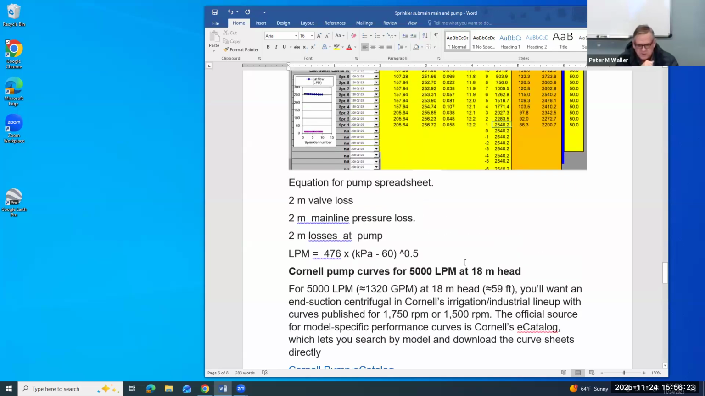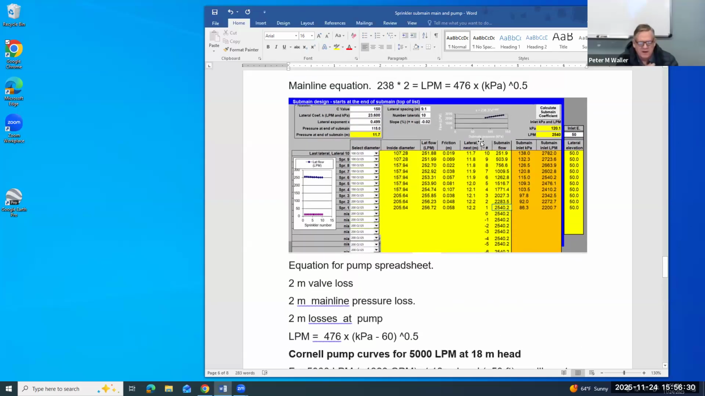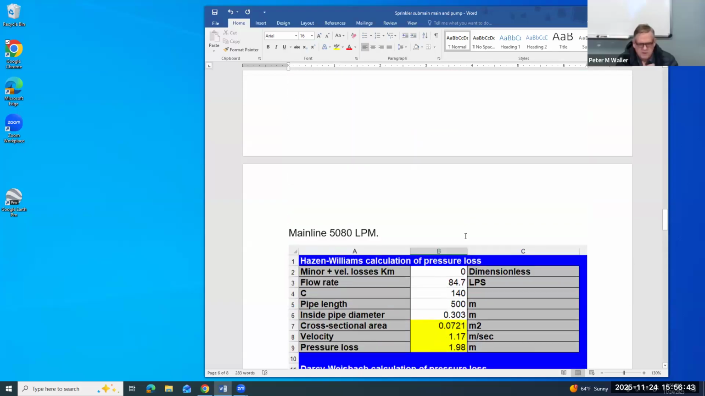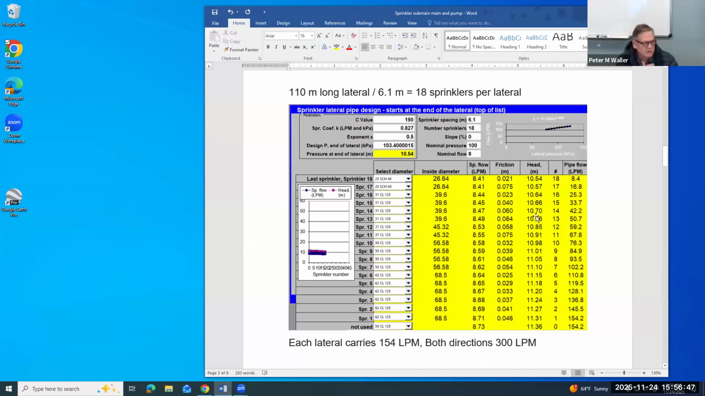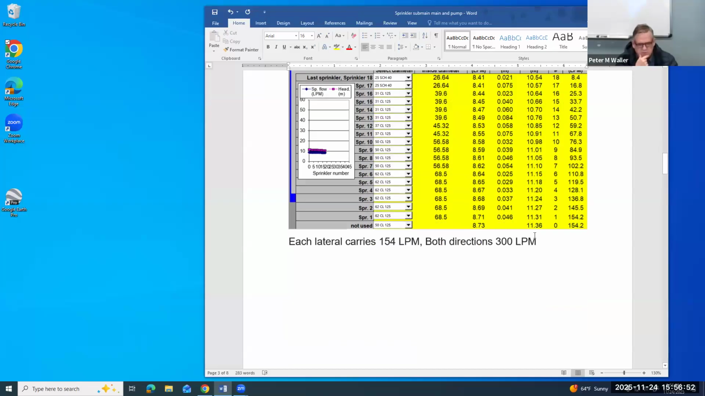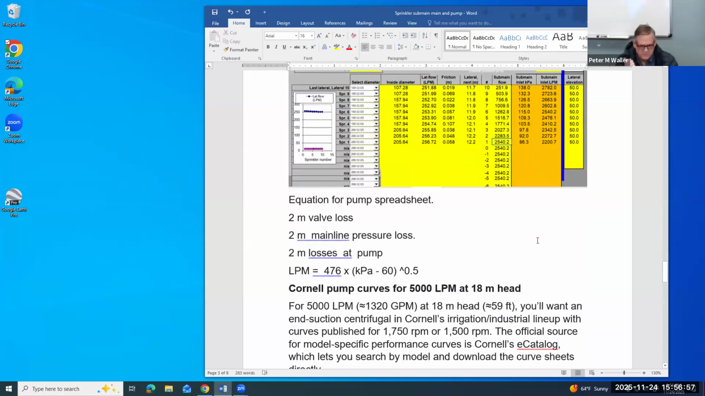And why did I say 18 meters? Because, oh, and here's the lateral in the submain. I have about, I guess 0.5 meters head loss. So that's not bad. That's actually pretty good. So I went from 10.5 to 12.2. So that's less than 20% pressure loss. And so that would be less. That means your flow variation would be less than 10%.